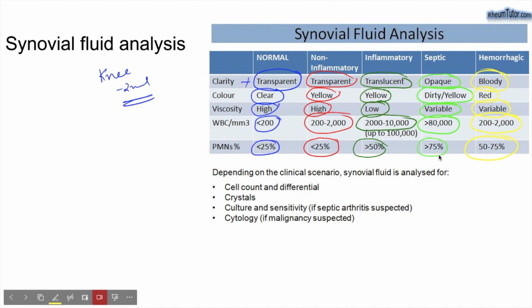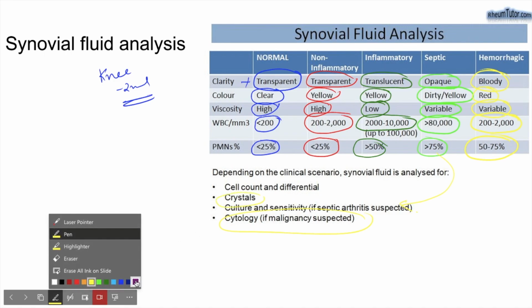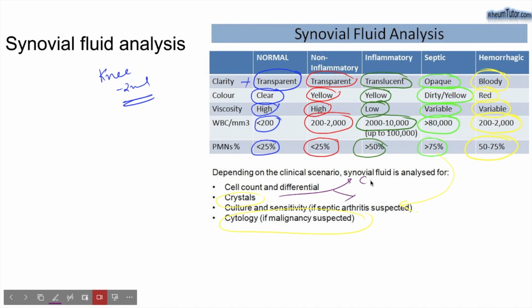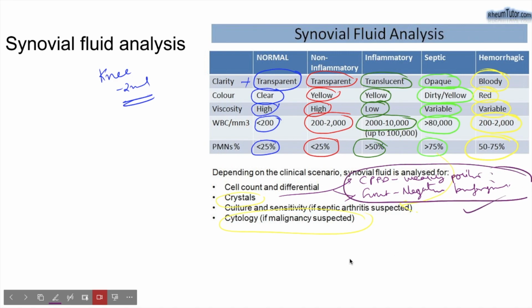Depending on what you suspect, you can also send for culture and sensitivity if you suspect septic arthritis. If you suspect malignancy, you can do cytology. Crystals, this we know very well. There are two types of crystal disease: CPPD or pseudogout, and gout. In gout, you have negatively birefringent crystals. In CPPD, they are weakly positively birefringent crystals. You have to see this under the microscope to differentiate between CPPD crystals and gout crystals.